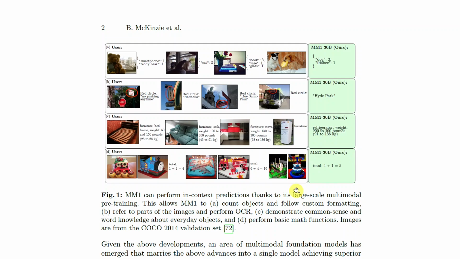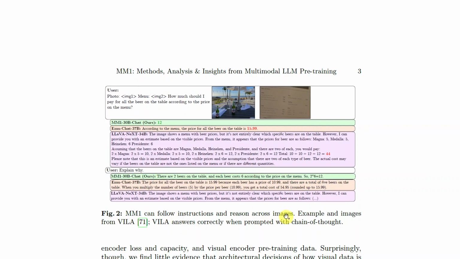More examples. MM1 can follow instructions and reason across images. This one is from Vila. Vila answers correctly when prompted with a chain-of-thought prompt. So a photo is given, and a menu is given. How much should I pay for all the beer on the table according to the price on the menu? So here there is an example. Shown are beer prices. It is not clear which specific beers are on the table. However, I can provide you with an estimate. So an explanation of the data is there.